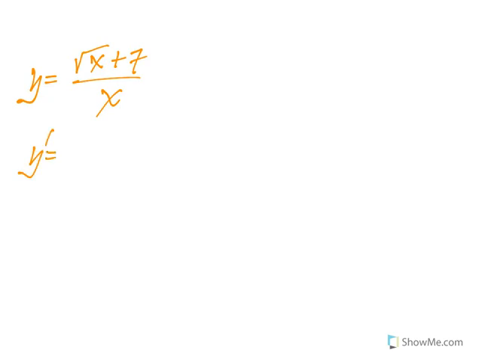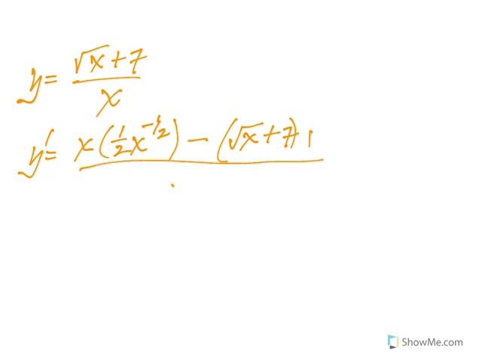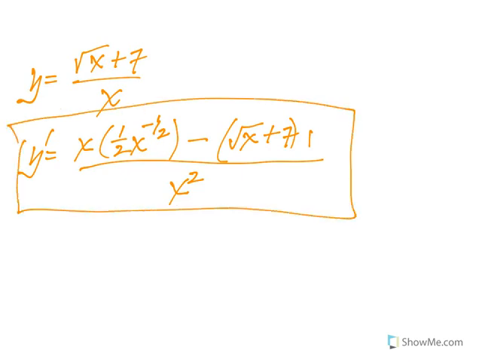y prime. Remember, it's low d high, and x to the 1/2 derives to 1/2 x to the negative 1/2. 7 goes to 0, minus high, which is all at the top, times d low, all over x squared. For right now, we're not going to worry about simplification, so you just need to set it up. This is where you would stop right there. We will get into simplifications shortly, but for now, we're not there yet.